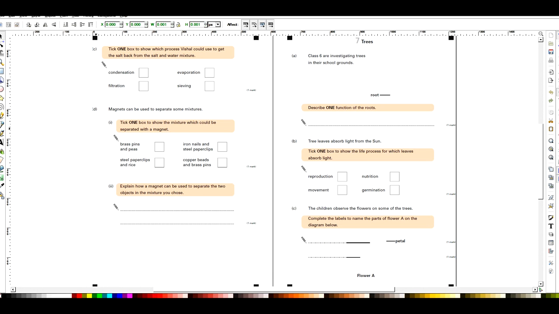Now you wouldn't use filtration, and you wouldn't use sieving. Those two are nonsense answers. It's either condensation or evaporation. Go on, let's have Qasim. Well done, excellent answer. Evaporation is the correct answer.